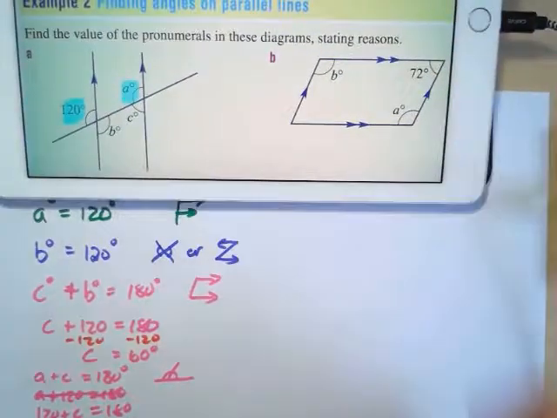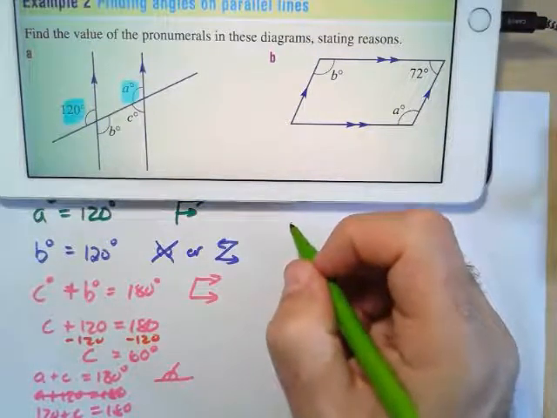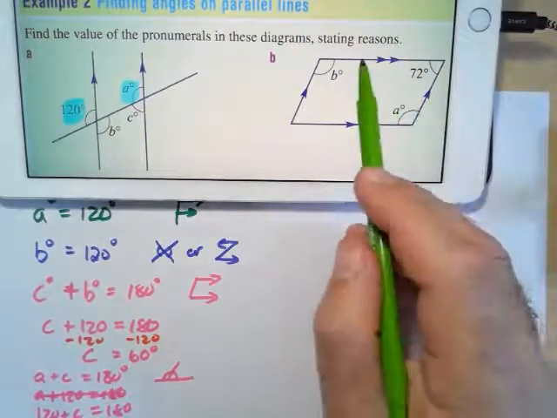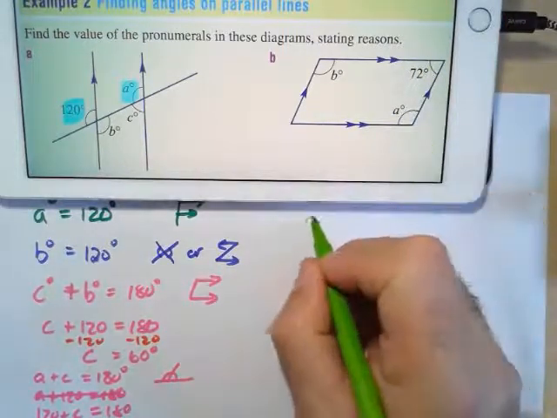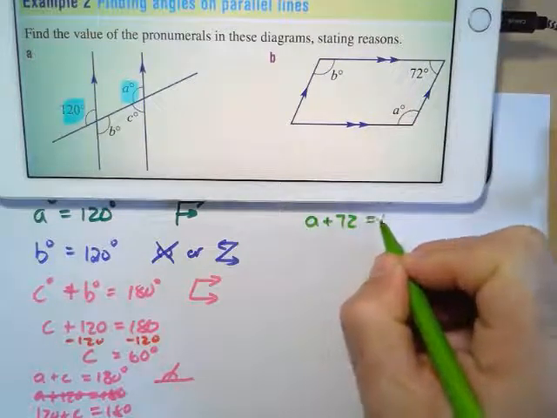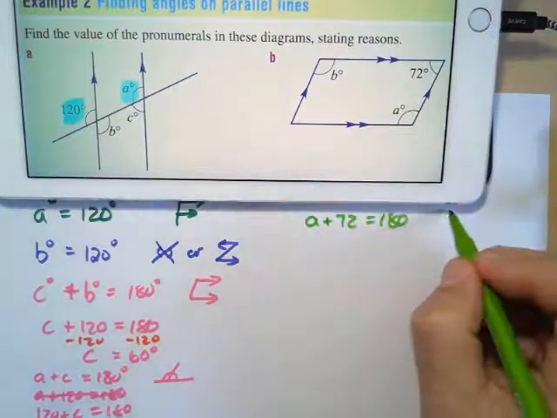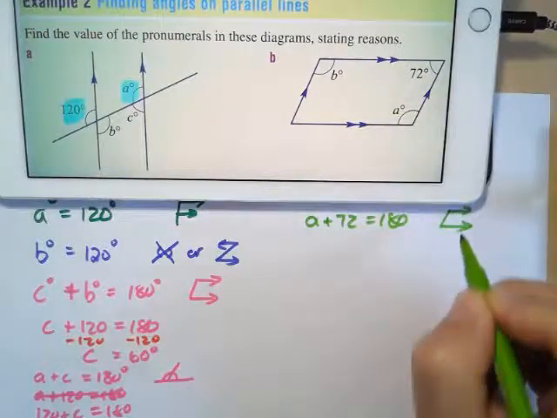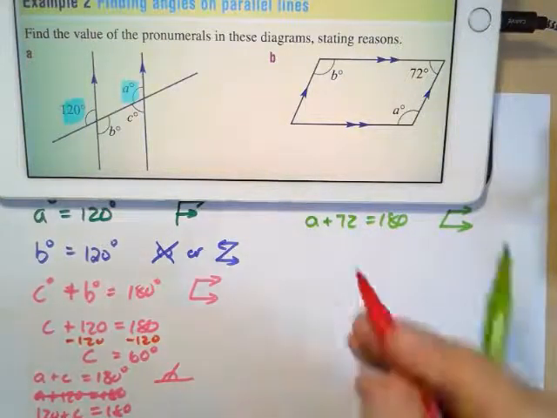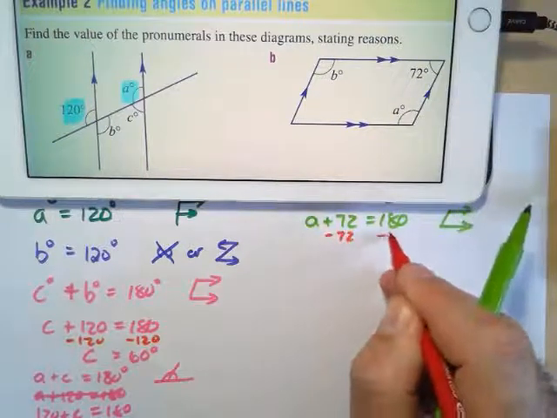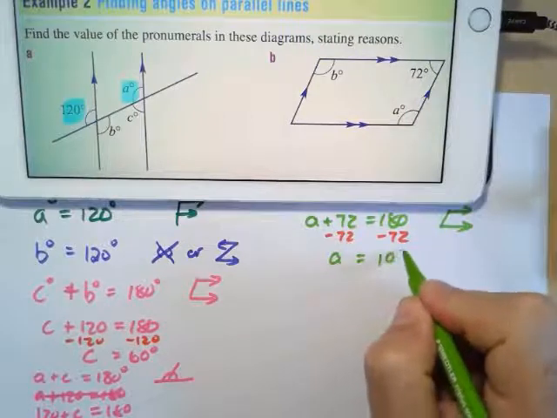Let's look at the second part on the left hand side. I want to find A. So when I want to find A, I can see that if that is parallel and that is parallel, then A plus 72 degrees must equal 180. Why? Because they are co-interior angles. So the moment I say that, I have to ask myself, why do you say that? You have to give a reason. Now I'm going to get rid of 72 by subtracting 72 and subtracting 72. So I see that A equals 108 degrees.